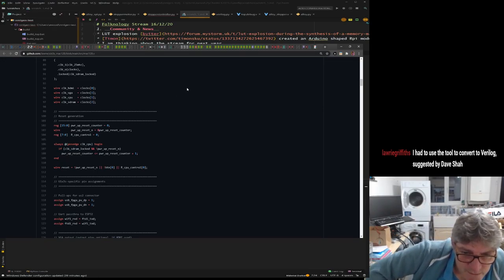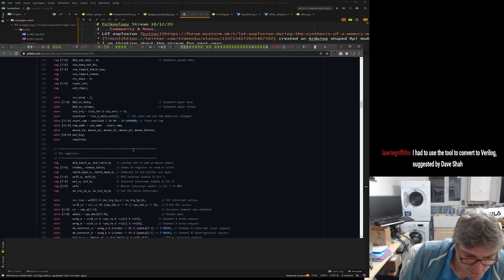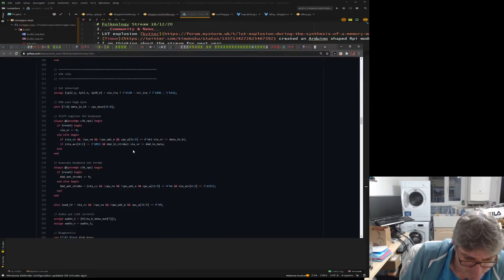How to convert the Verilog. Yeah, but the Yosys does support some SystemVerilog stuff. Not the entire lot, but yeah.